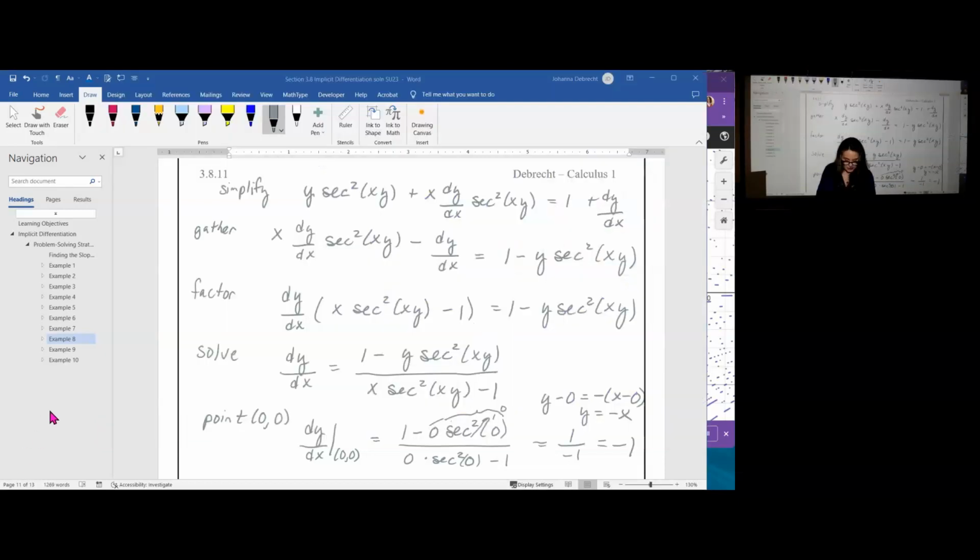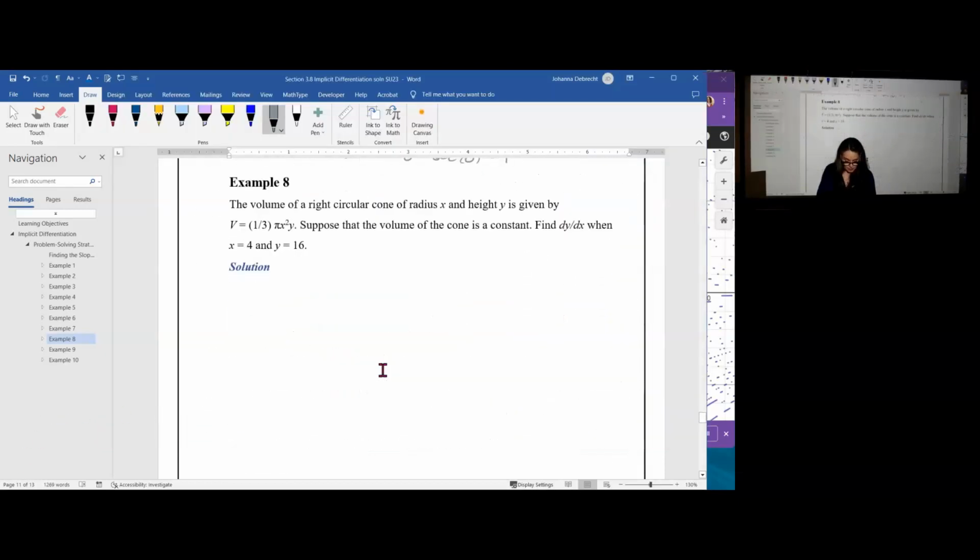We now want to turn our attention to example 8. Example 8 is an application problem. In this, we have a circular cone, which of course looks like a witch's hat, or an ice cream cone. And we want to find the volume by using the formula 1/3 pi r squared times the height. In this case, x is the radius and the height is given by y. So our equation is 1/3 pi x squared times y.